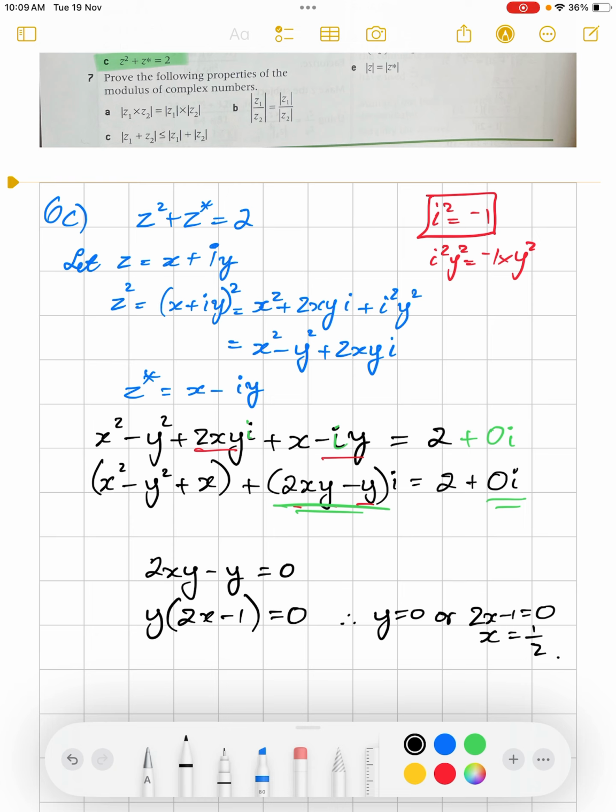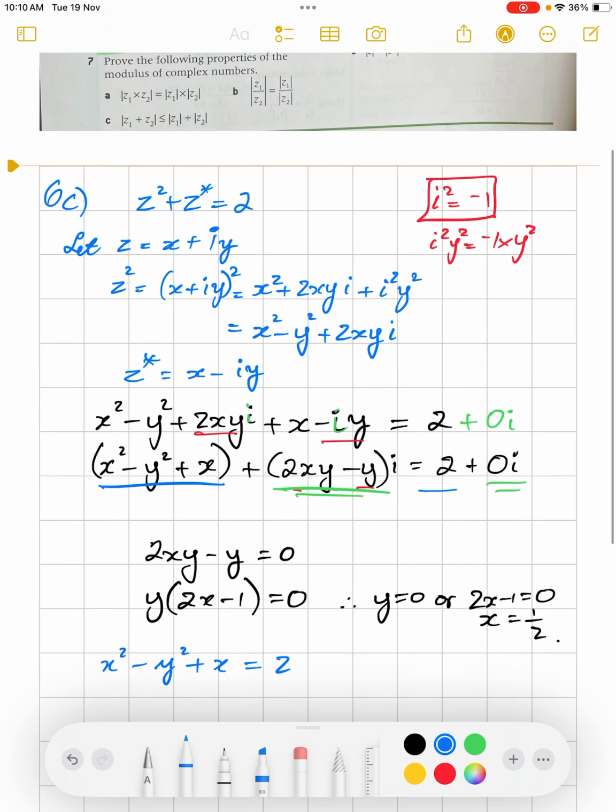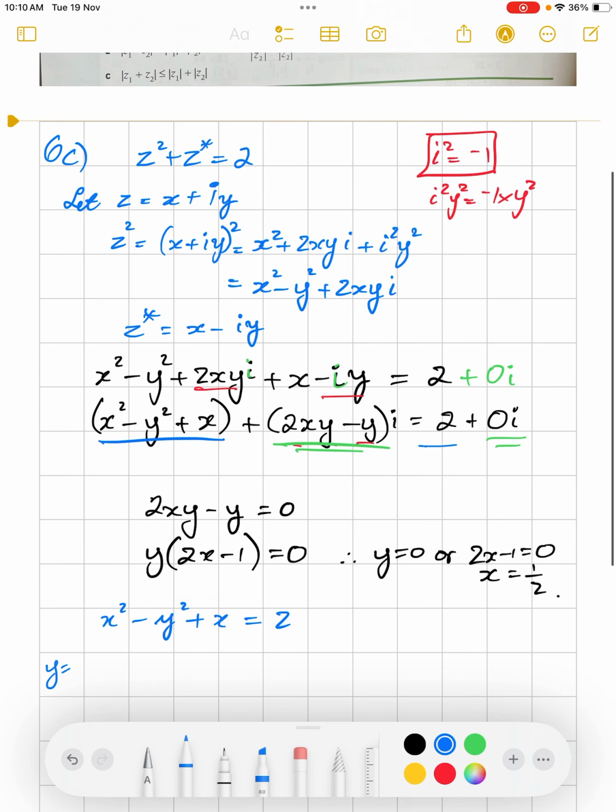So there are two solutions here. Let's consider y equals 0 first, and then x equals a half second. Let's take the real component. The real component equals 2, so x squared minus y squared plus x equals 2. Let's first substitute y equals 0. So we get x squared minus 0 plus x equals 2, so x squared plus x minus 2 equals 0.